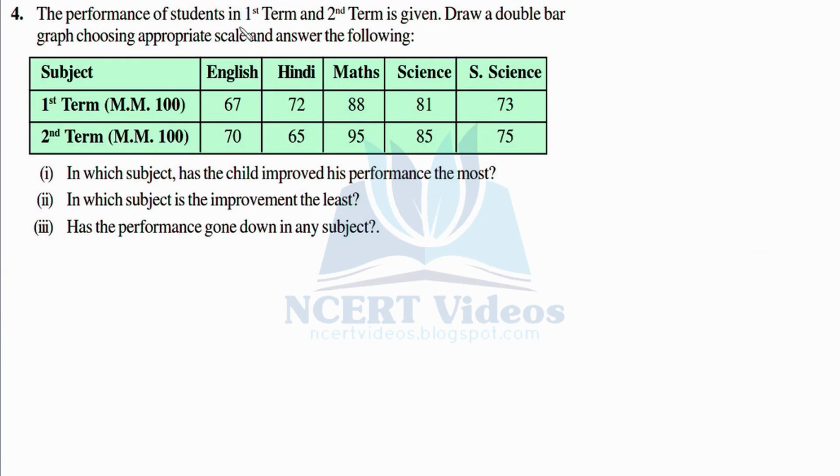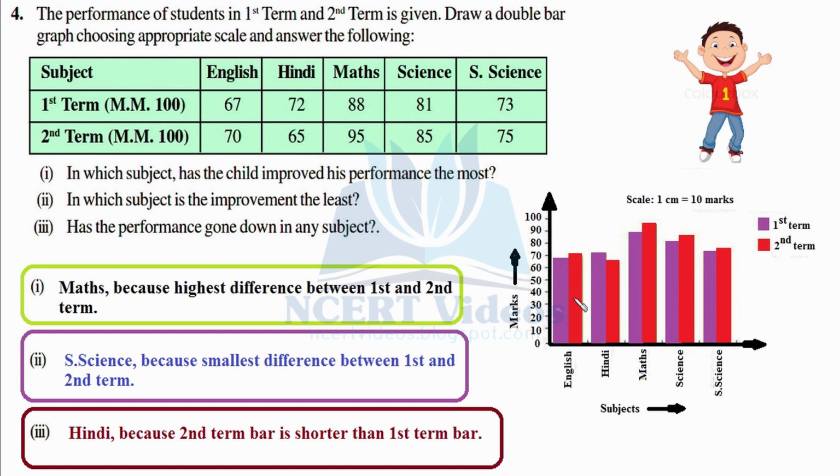Question 4th. The performance of students in first term and second term is given. Draw a double bar graph choosing appropriate scale and answer the following. So this is the data. This is your double bar graph, and the scale we have taken here is 1 centimeter represents 10 marks, because when we observe the marks, the range goes from 0 to 100. So it is better to take an interval of 10 marks, which is represented by 1 centimeter. The first term is represented by this color and the second term is represented by red color.